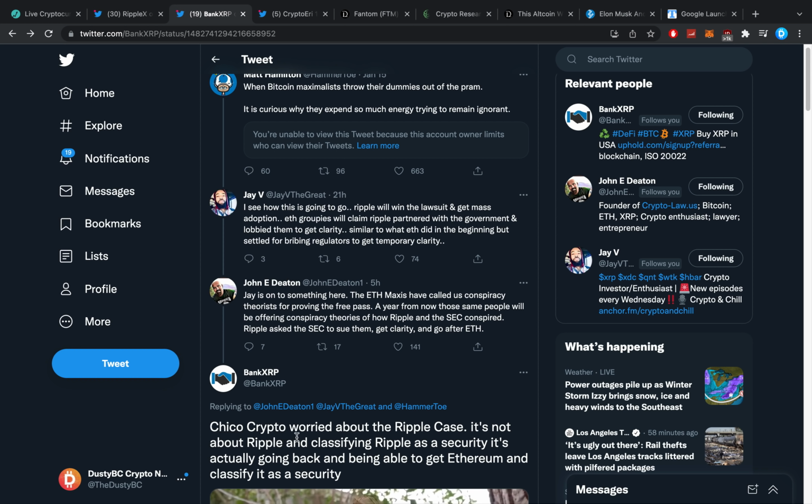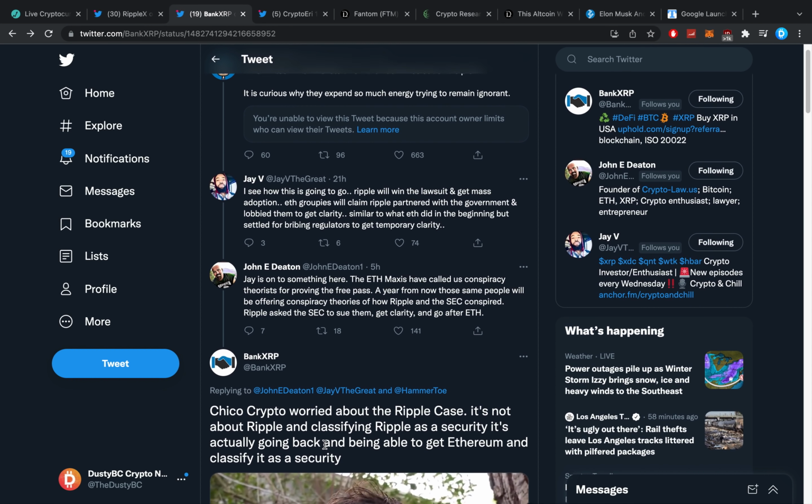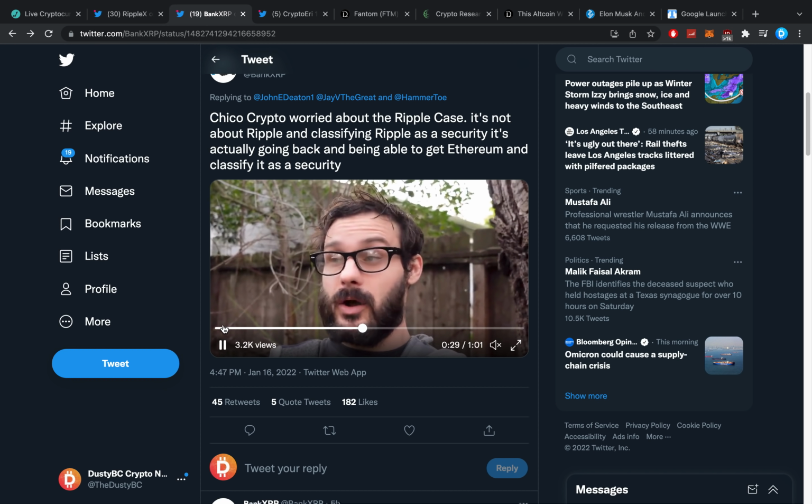And then Bank said, Chico worried about the Ripple case. It's not about Ripple and classifying Ripple as a security. It's actually going back and being able to get Ethereum and classify it as a security. So let's check out what Chico had to say here.